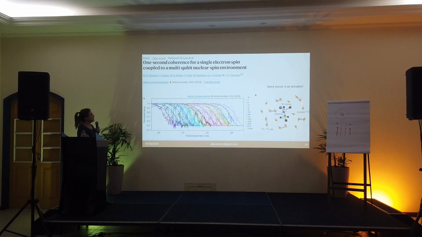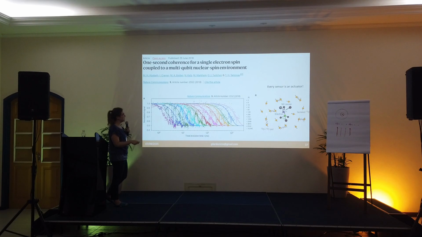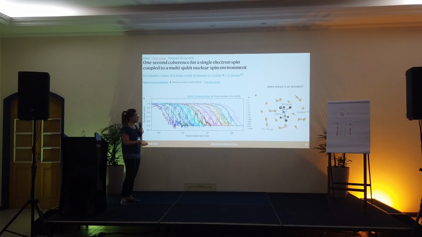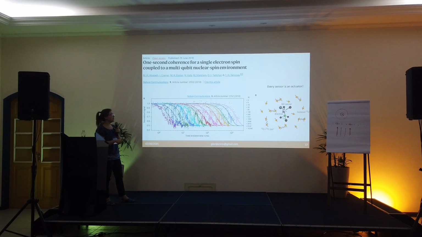But okay, so how can we use this? Christian mentioned yesterday that every sensor is an actuator. So if I can see the presence of these carbon nuclei around, can I also use the NV to actually control these carbon nuclei in the vicinity?